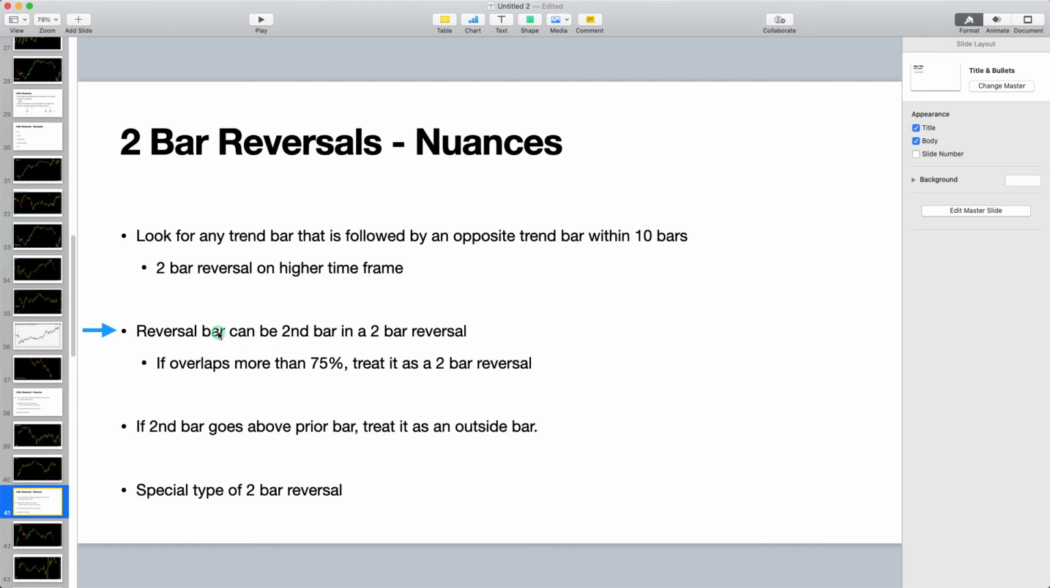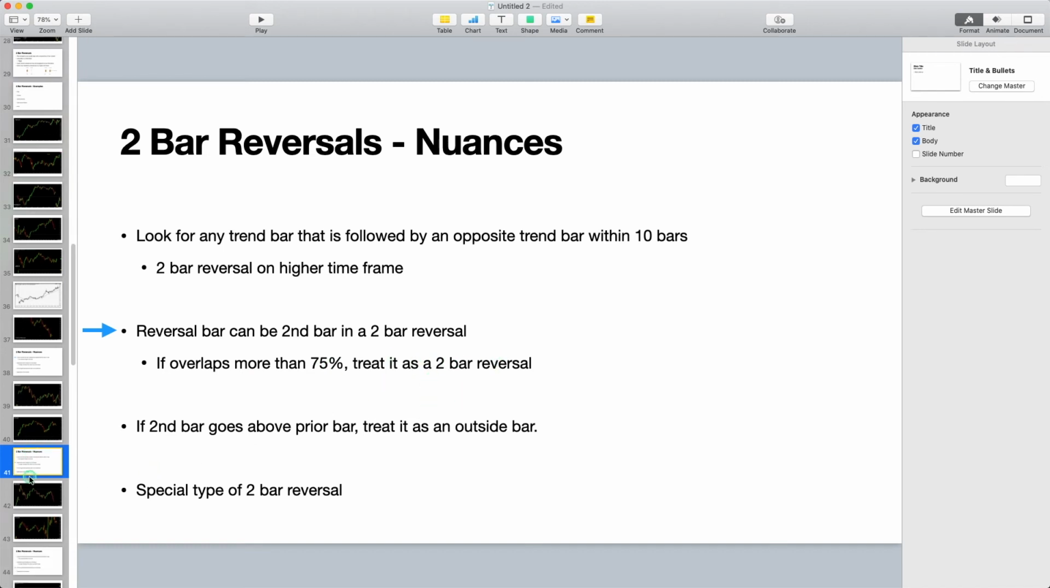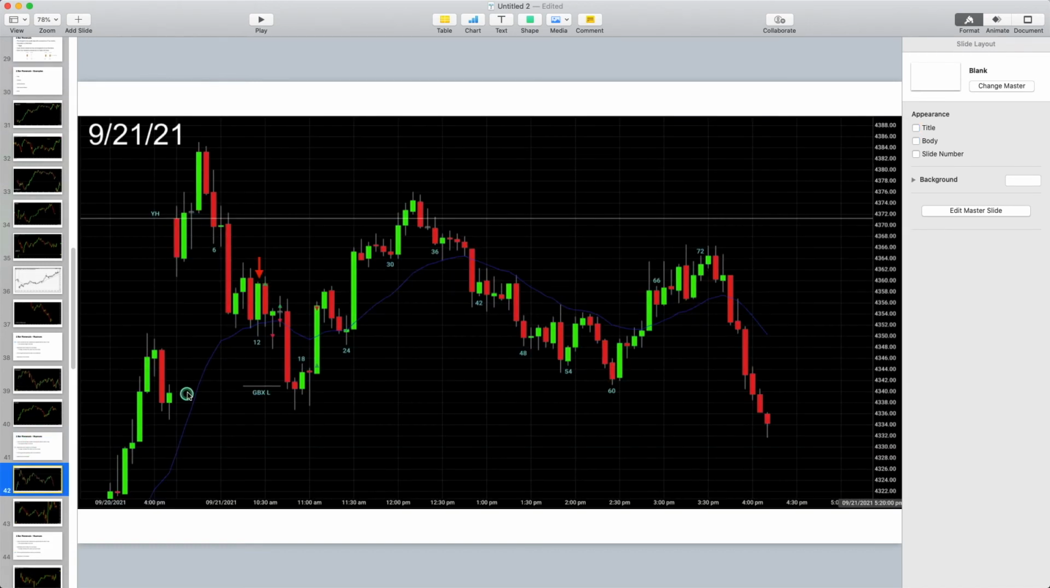Second nuance is that a reversal bar can be the second bar in the 2-bar reversal. So I mentioned that earlier, that the reversal bar can be the second bar in the reversal, but if it overlaps more than 75% of the prior bar, it's better to treat it as a 2-bar reversal. And so here, we have a tail below, it triggers below the prior bar, looks something like a reversal bar, but because it overlaps so much of the prior bar, it's better to treat it as a 2-bar reversal.